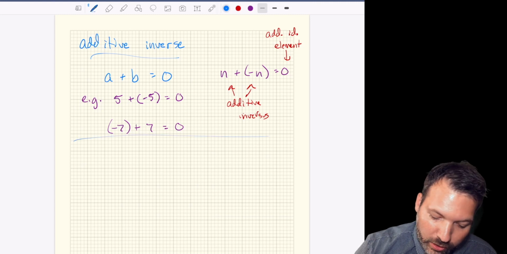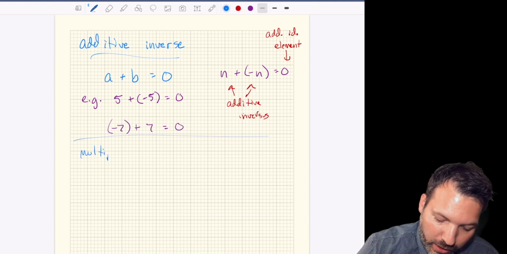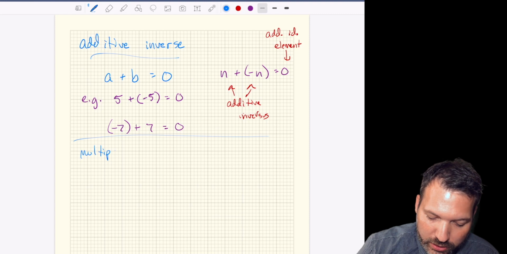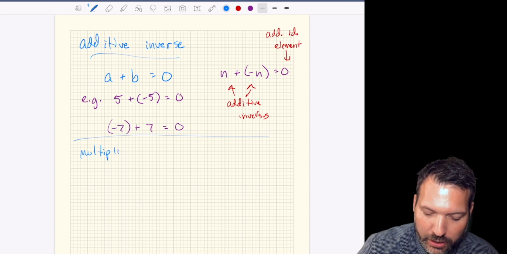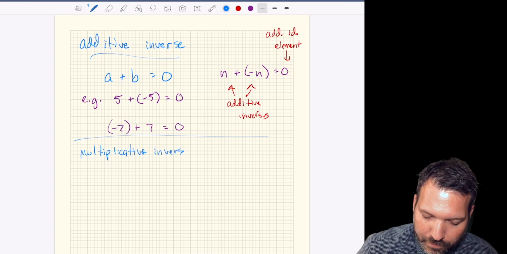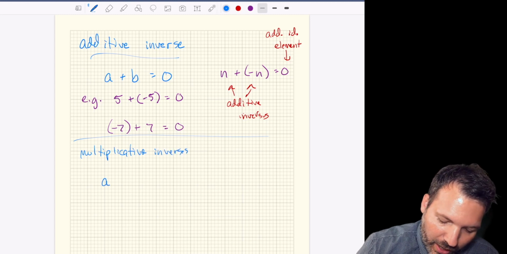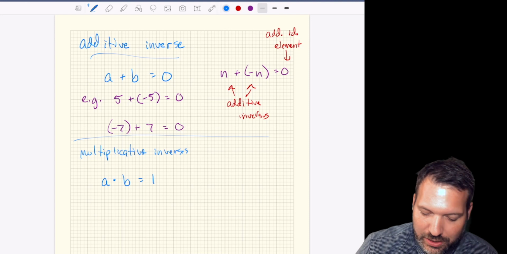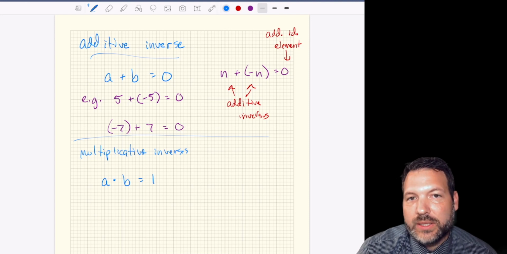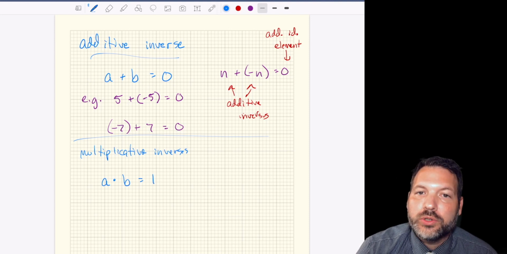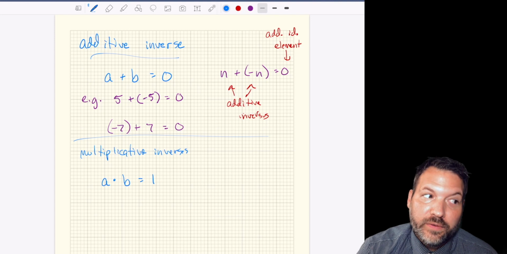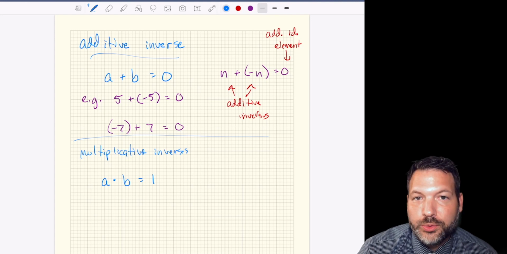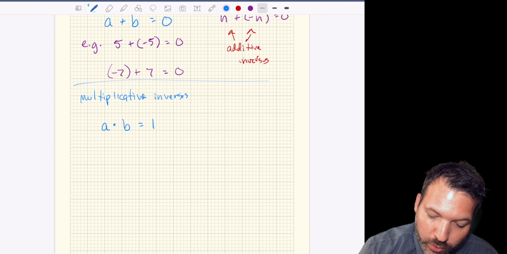Does the same thing work under multiplication, you're wondering? Yes, it does. So let's say we wanted the multiplicative inverses, such that we have something like a times b. This time doesn't equal 0. We're not trying to get back to the additive identity element. We're trying to get back to the multiplicative identity element. So we're going to try and get back to 1. What kinds of numbers would that work for?